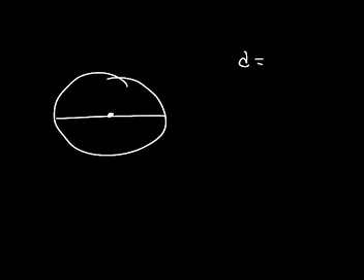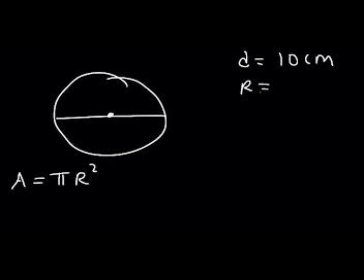Now let's talk about the area of a circle. So let's say if you're given the diameter of the circle, and let's say the diameter of the circle is 10 centimeters. What is the area of the circle? To find the area, it's equal to pi r squared. The radius, r, is 1/2 of the diameter.